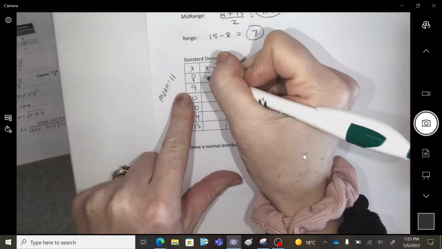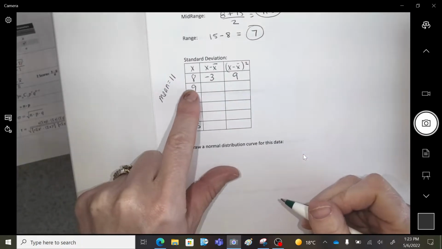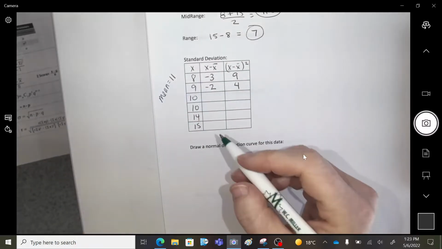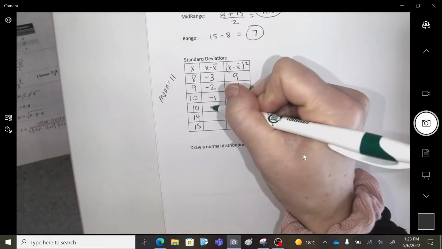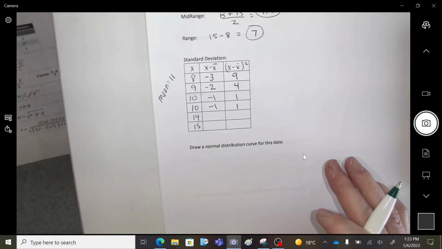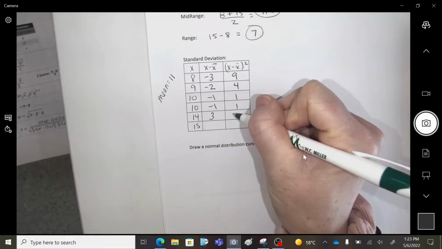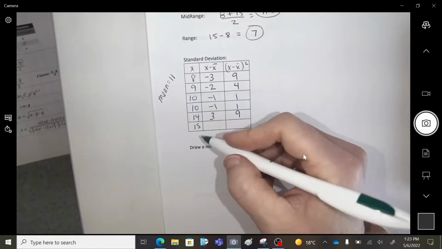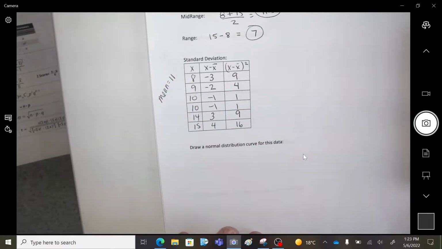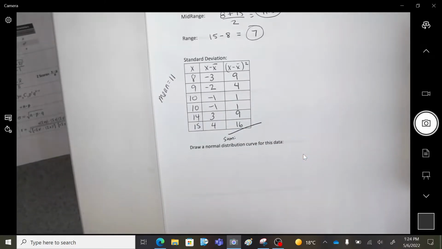So 8 minus 11, negative 3 squared, 9. 9 minus 11, negative 2 squared is 4. 10 minus 11 is negative 1, squared is 1. 14 minus 11 is 3, squared is 9. 15 minus 11 is 4, squared is 16. So I need the sum of that column.